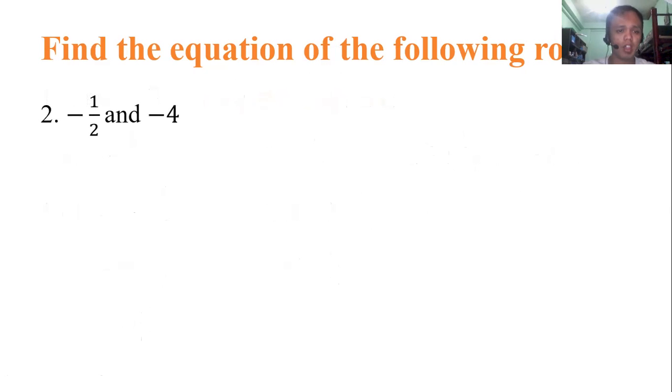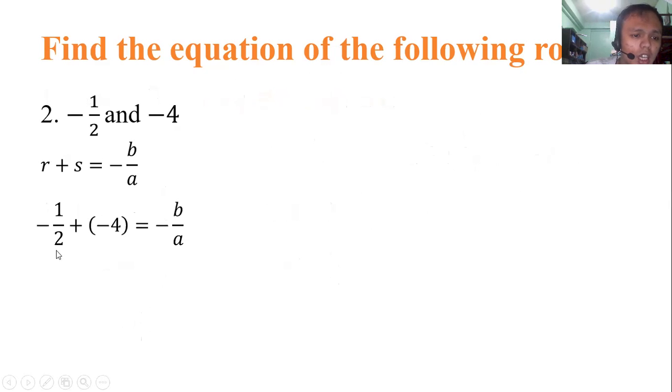Then negative 1/2 and negative 4. Again, I-add muna natin kasi sum and the product of the roots ang gagamitin natin. Negative 1/2 plus negative 4 equal to negative B over A. Addition of fraction and the whole number, we must get first the LCD. What is the LCD? We have 2. So medyo may shortcut dito. 2 divided by 2 is 1 times 1 is 1. Then 2 times negative 4 is negative 8. So negative 1 plus negative 8, that would be equal to negative 9.